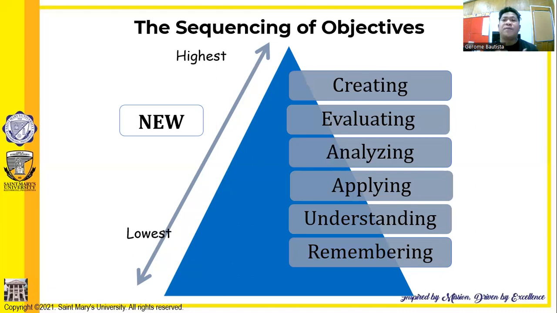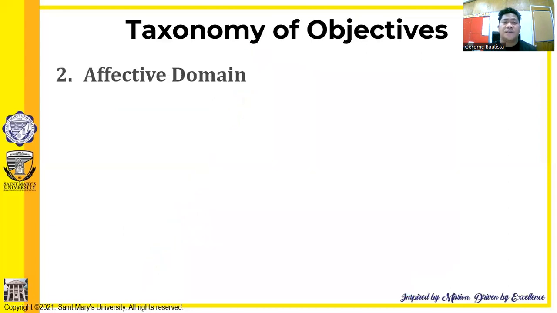So if a student was able to create a short story, that's already the highest form of learning in the cognitive domain. So please, my dear students, please go over websites sharing further descriptions of the different levels of learning in the cognitive domain. I will be leaving to you that as a learning task to challenge yourself to understand better the cognitive domain.